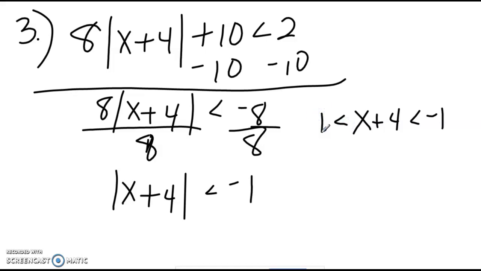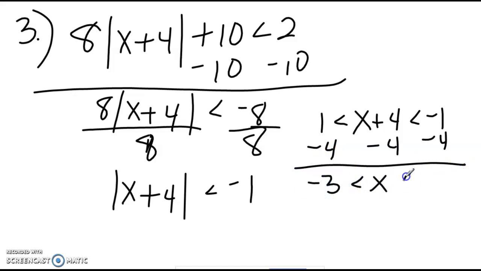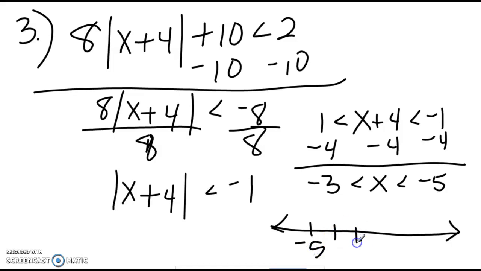Okay, so then to get x by itself, I'd subtract 4. I get a negative 3 here, I get x in the middle, and I get a negative 5. So graphing. If I just read the left, x is greater than negative 3, correct? I'm only reading the left part to graph. This part tells me that part of my solution is x is greater than negative 3.